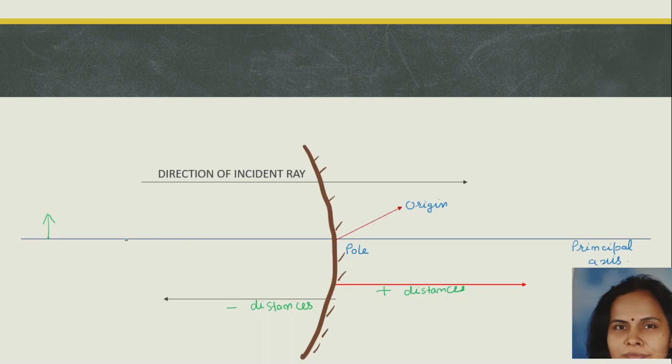There is one more rule: the heights of the image or the object will be measured from the principal axis and perpendicular to the principal axis. So if I am saying the image is formed here, then the upward direction perpendicular to the principal axis is taken as the positive height, and the downward direction perpendicular to the principal axis is taken as negative, right?